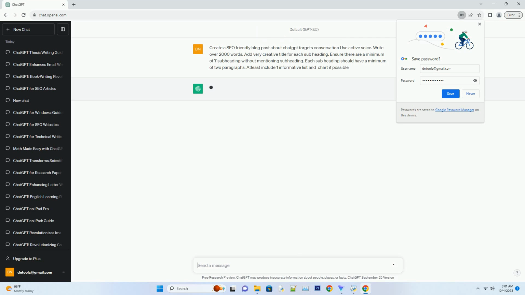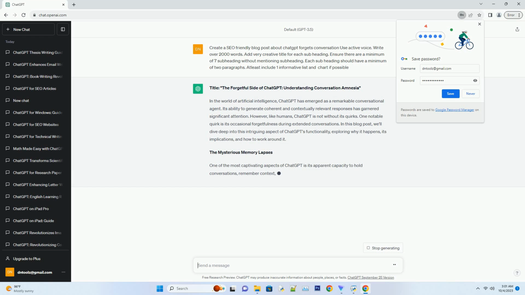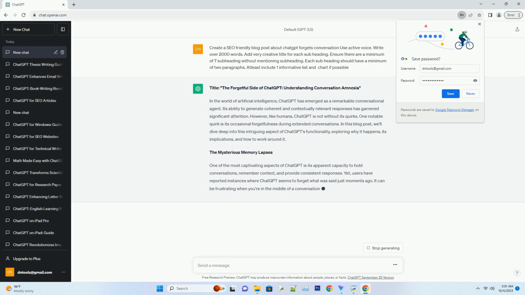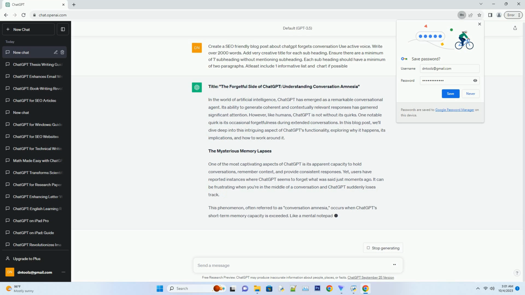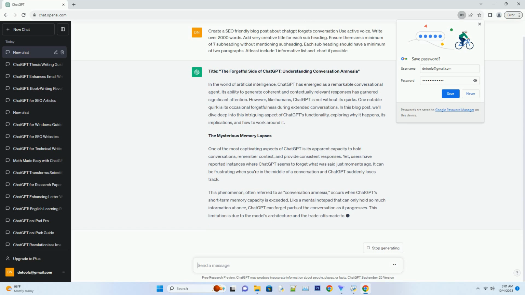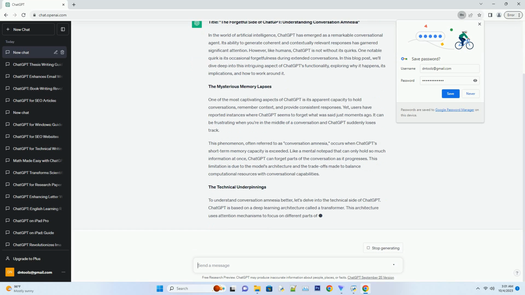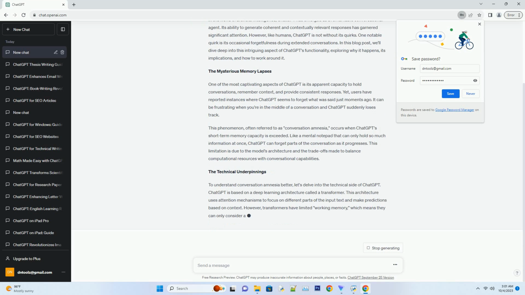The Forgetful Side of ChatGPT: Understanding Conversation Amnesia. In the world of artificial intelligence, ChatGPT has emerged as a remarkable conversational agent. Its ability to generate coherent and contextually relevant responses has garnered significant attention. However, like humans, ChatGPT is not without its quirks. One notable quirk is its occasional forgetfulness during extended conversations.